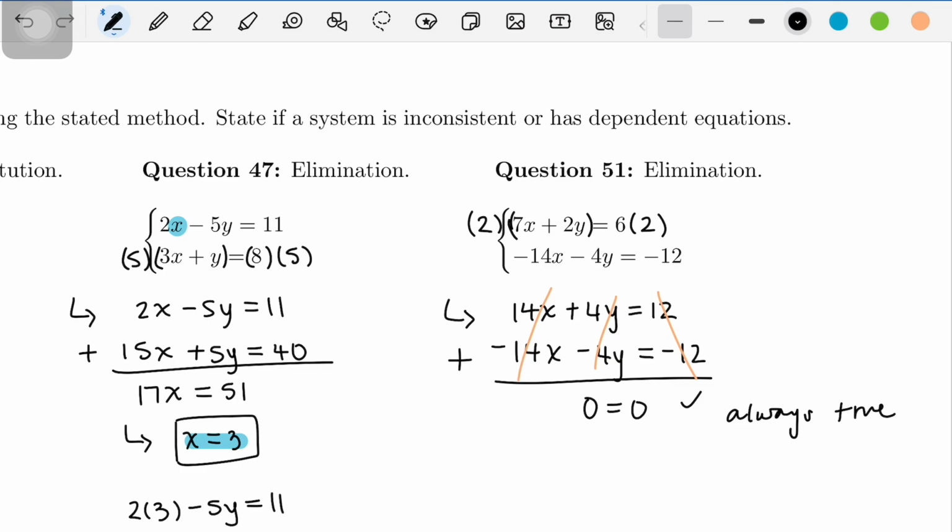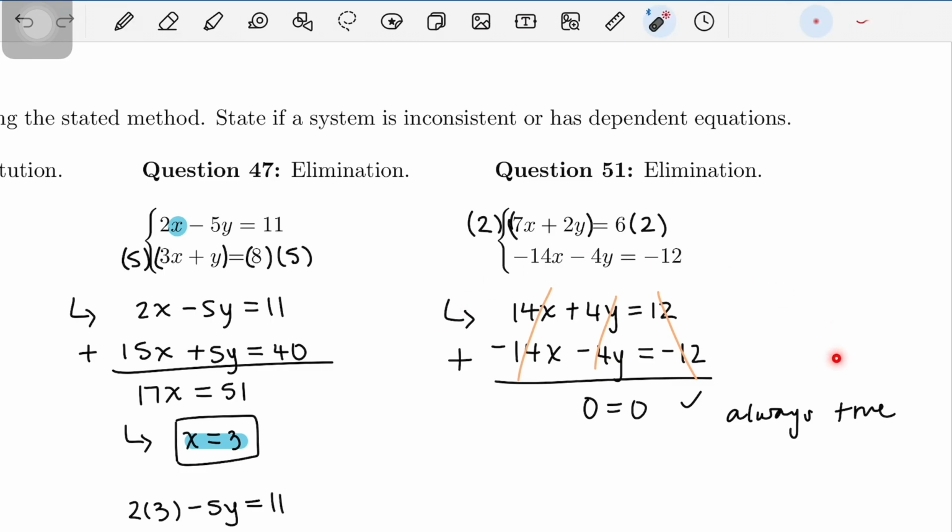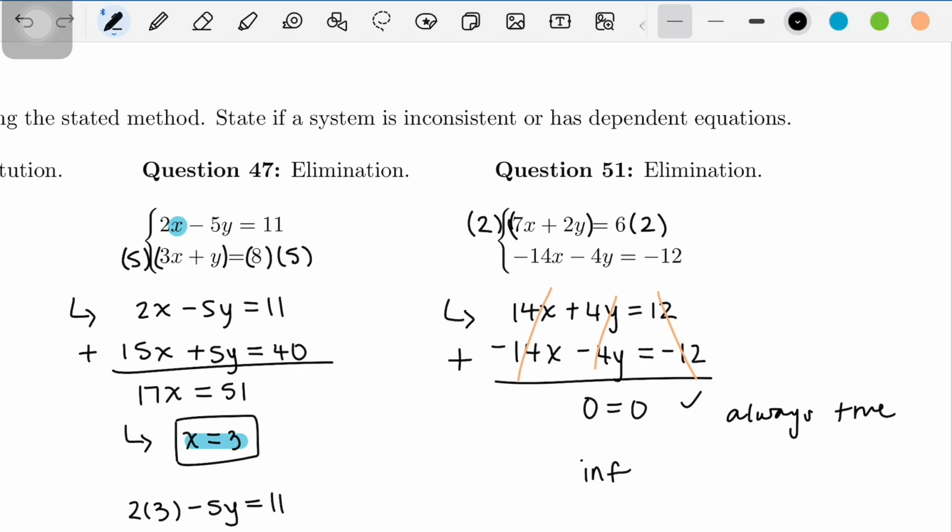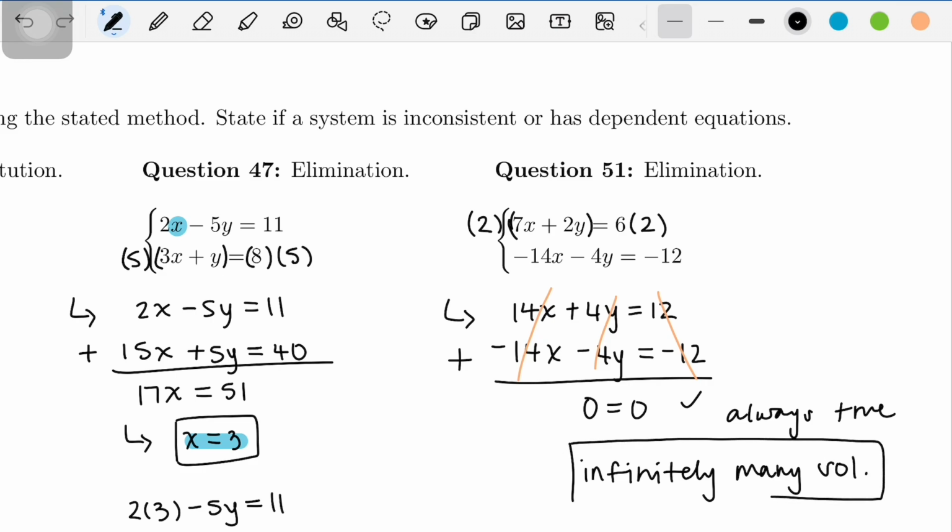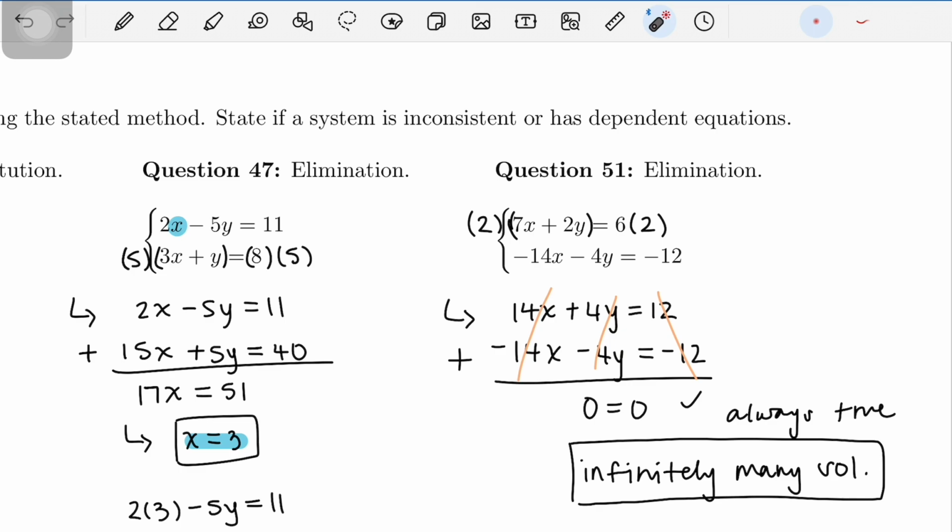So in this case, when we're doing elimination and it results in elimination of all the variables, we're always going to end up with a case like this here. And so in this case, we're going to have infinitely many solutions. All right. So this would be an example where if we were to graph these two equations, we'd end up just graphing the same line here.